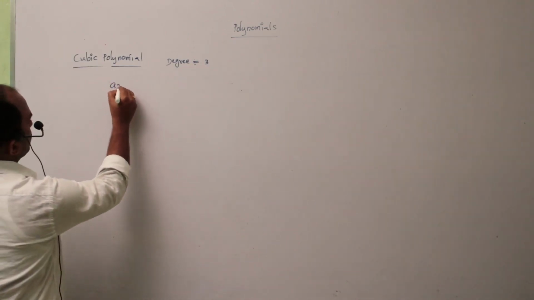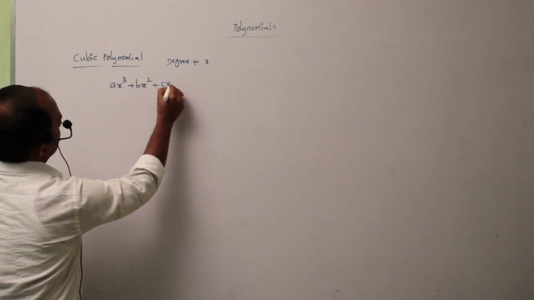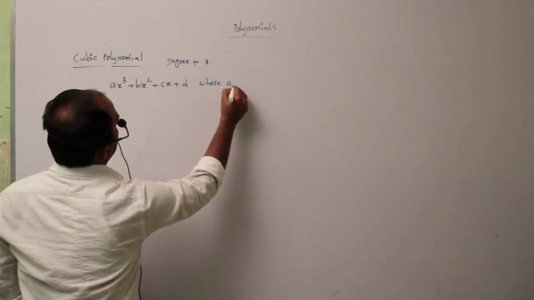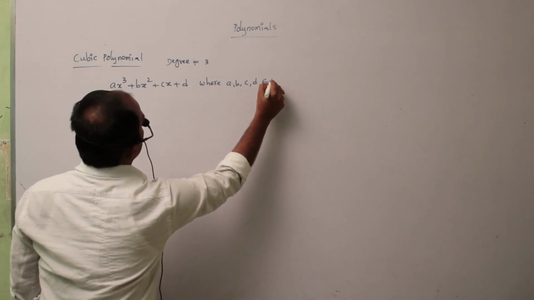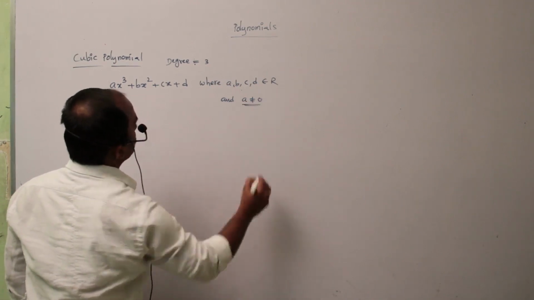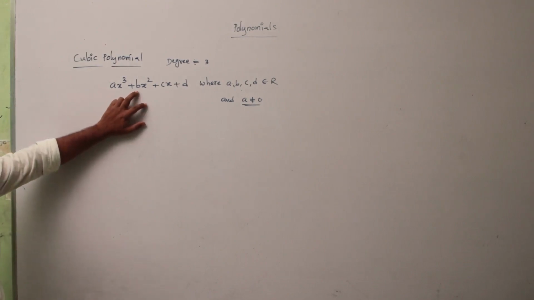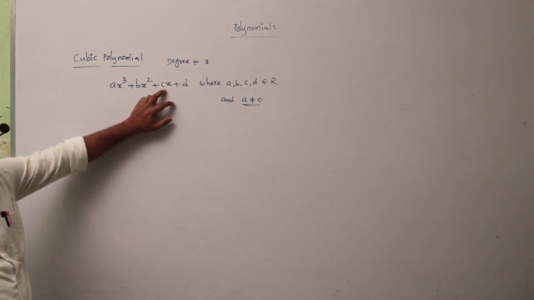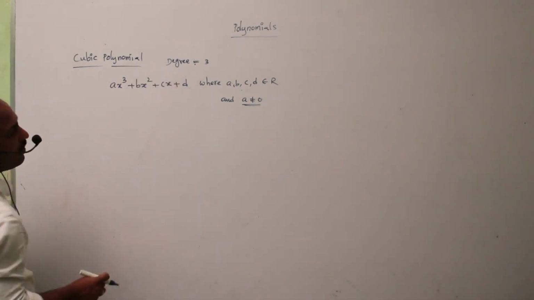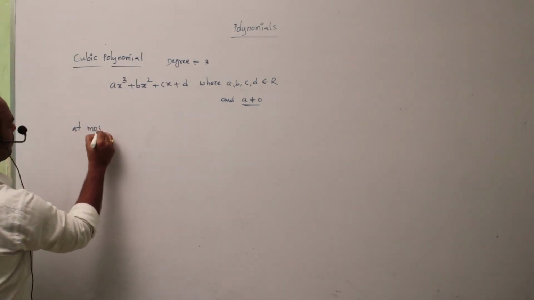The general form of a cubic polynomial is ax cube plus bx square plus cx plus d, where a, b, c, d belong to real numbers and a is not equal to 0. This condition is important. So a is the coefficient of x cube, b is the coefficient of x square, c is the coefficient of x, d is the constant term. The degree of a cubic polynomial is 3, that's why it has at most 3 zeros.